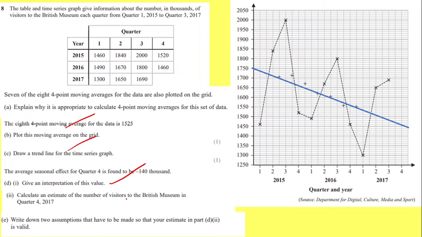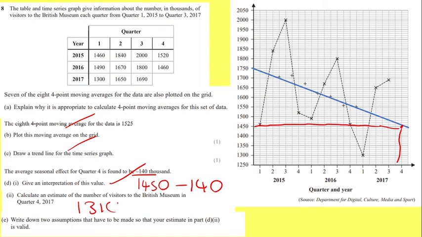Calculate an estimate for the number of visitors to the British Museum in quarter 4. So I read quarter 4, I'm here, by going up, so I'm just going to go across that line. It's quite hard to do, which is there, so I'll have to put 1,450. Now I think it's going to be below by 140. So I've essentially got to do that sum: 1,450 minus 140. So I've got my answer of 1,310.